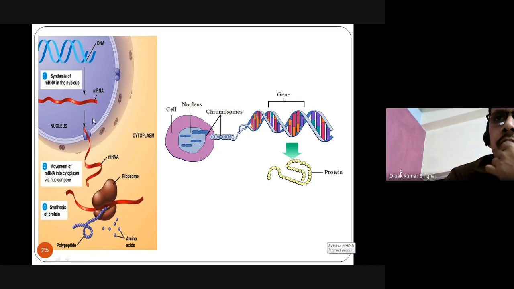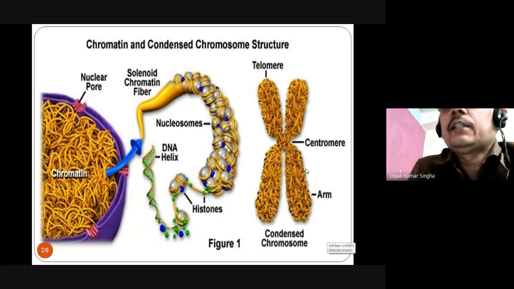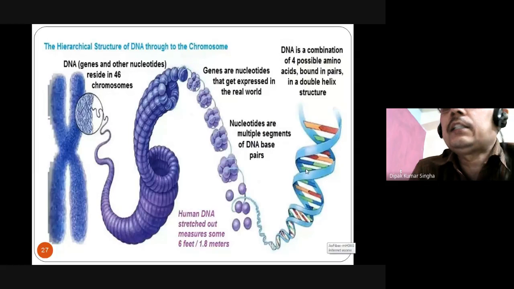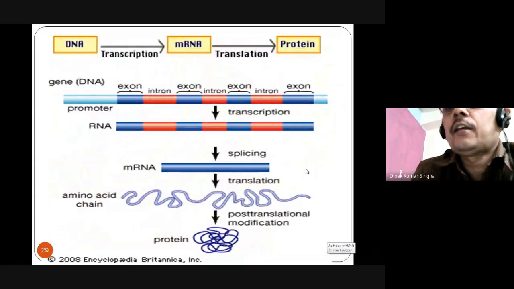This is the actual mechanism of protein synthesis: the nucleus, chromosome, and gene, and finally the protein will be made. If this protein does not come, there is inhibition of protein synthesis, and finally death may occur. And the chromatin and chromosomal structure, hierarchical, is basically the DNA guidance. Another most important thing, in case of DNA: transcription to mRNA and translation to protein.